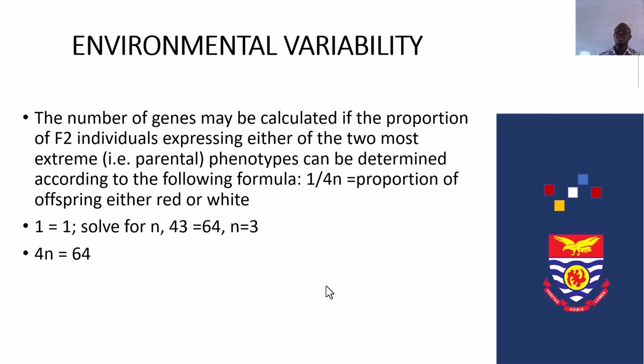The number of genes may be calculated if the proportion of second filial individuals expressing either of the 2 extreme parental phenotypes can be determined, according to the formula 1/4^n equals the proportion of offspring that are either red or white. Here 1/64 = 1/4^n, so 4^3 = 64, and n = 3.